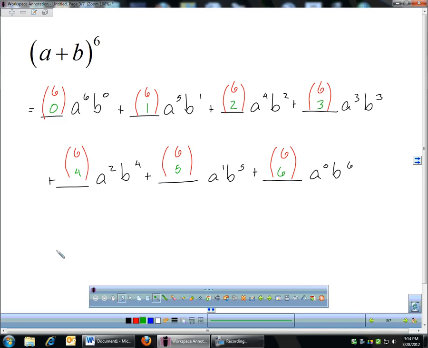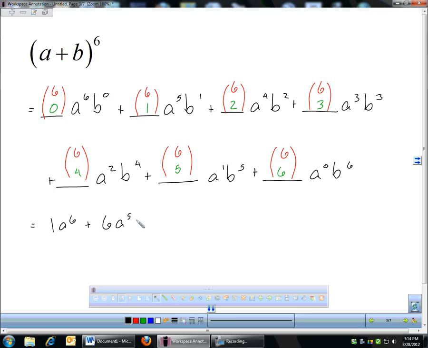And you simply punch those in one at a time into the calculator. And I'm going to do that real quick. If I did 6 choose 0, that's going to be 1. So this whole thing is going to be 1, a to the 6, and b to the 0 is 1, so I'm not going to write that. 6 choose 1, I've already punched that in the calculator, but 6 choose 1 is equal to 6.